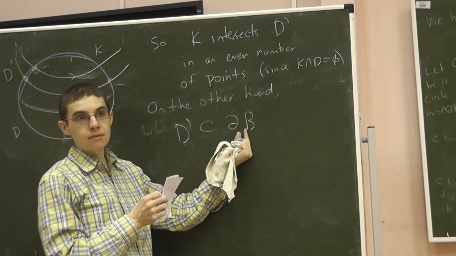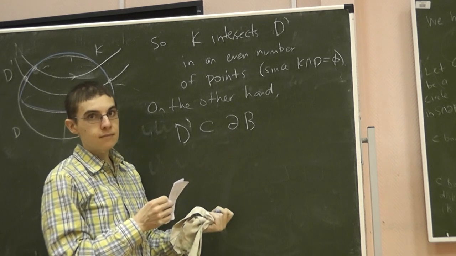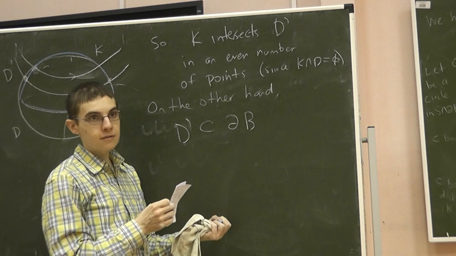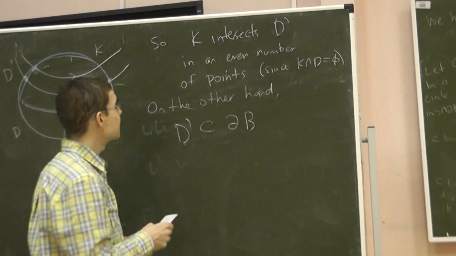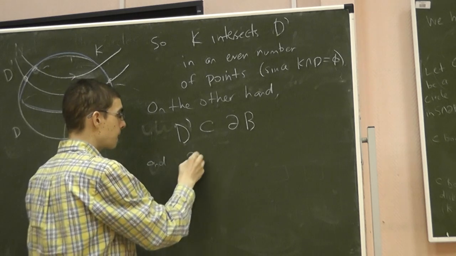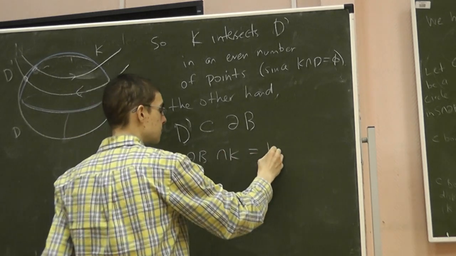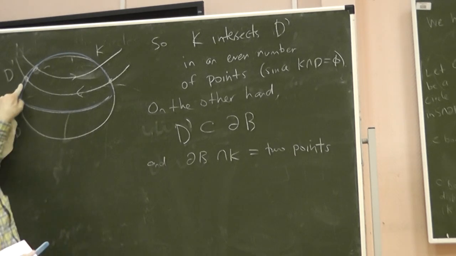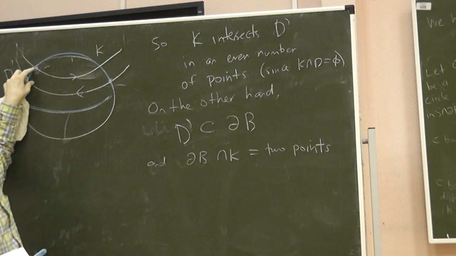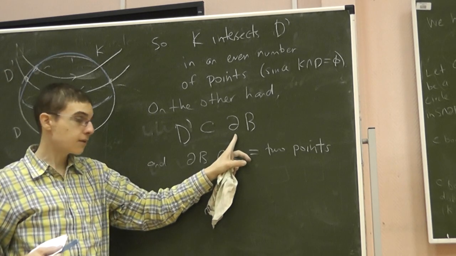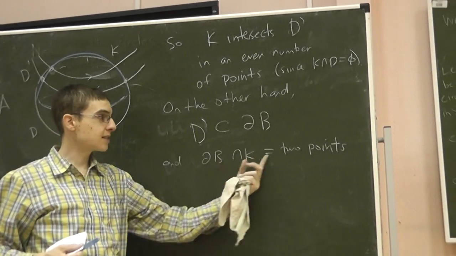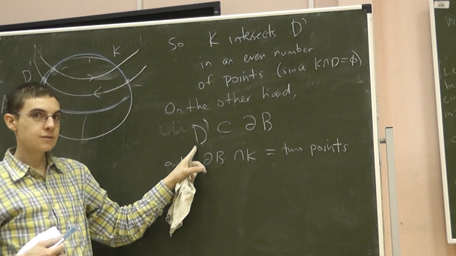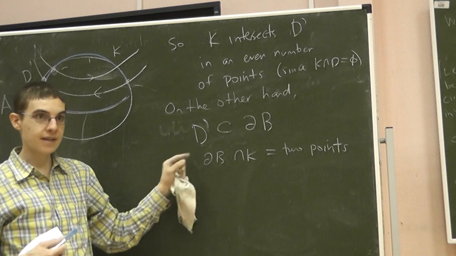В скольких точках, в принципе, узел пересекает поверхность шара? Помните? Вообще-то в двух. Скажите. Число два, скажите. Two. Okay. So this two-sphere intersects K in two points. Okay, so let's summarize. D prime intersects the knot in an even number of points. On the other hand, D prime lies on this two-sphere, and this two-sphere intersects K in two points. So how many points could D prime intersect K in? Четное число, не превосходящее двух. Two or zero.